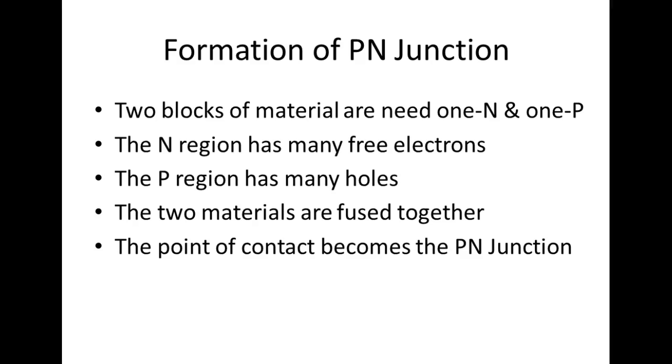So what we do is we take two blocks of material, one N and one P. The N region has many free electrons, right? You understand that? And the P material has many free holes. And the two materials are fused together. The point of contact, we refer to as a P-N junction.